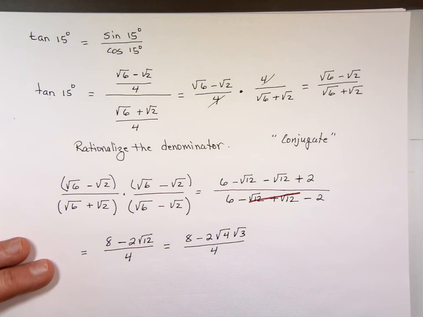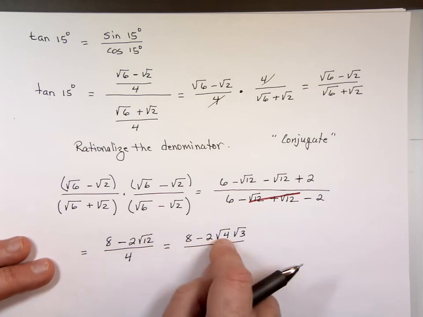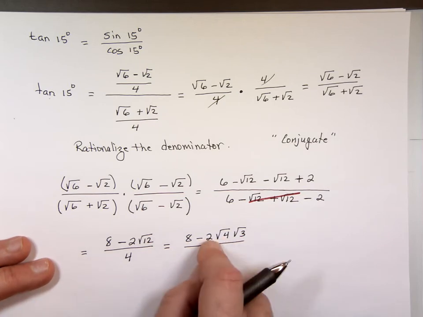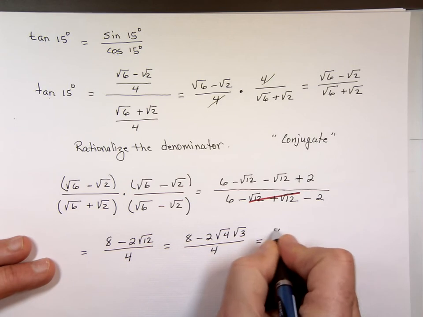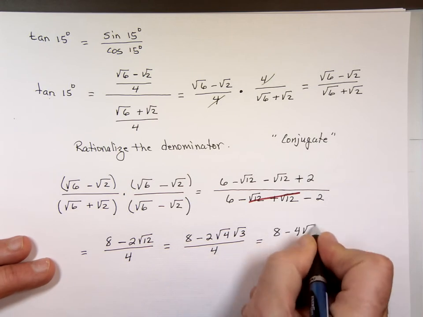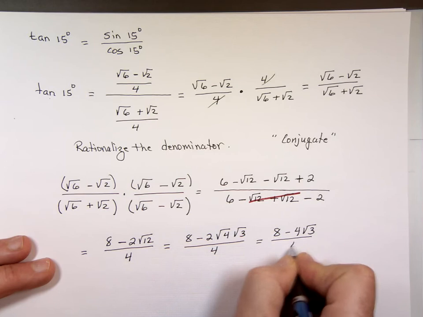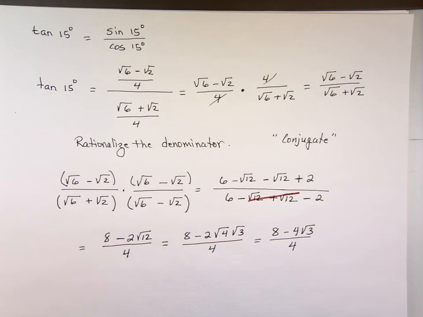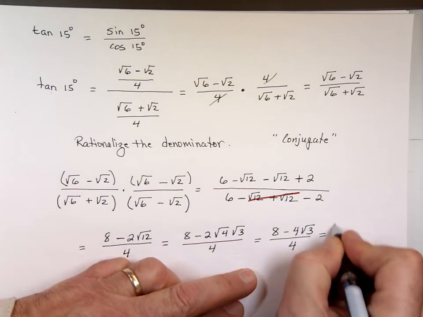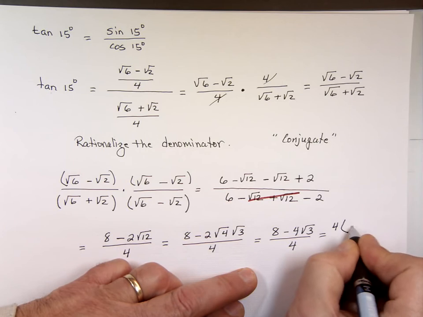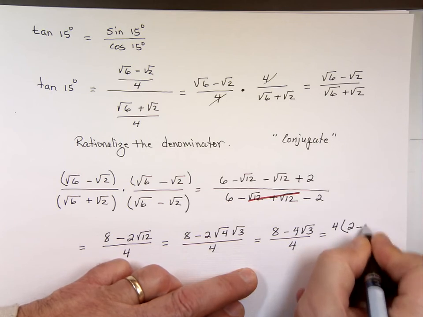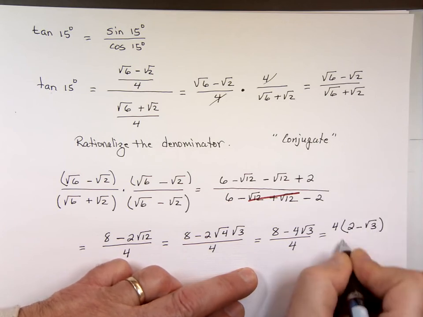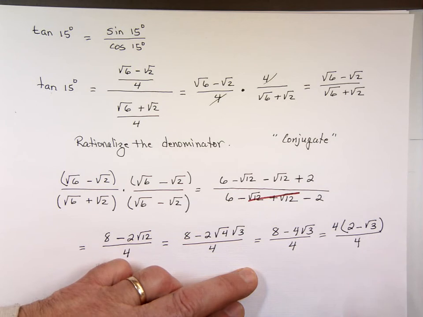And what is the square root of 4? 2. 2 times 2? 4. Can I factor anything out of the top? You can take a 4 out. If you take a 4 out, what's left? 2 minus the square root of 3 over what? 4. And notice now the 4 cancels the 4.